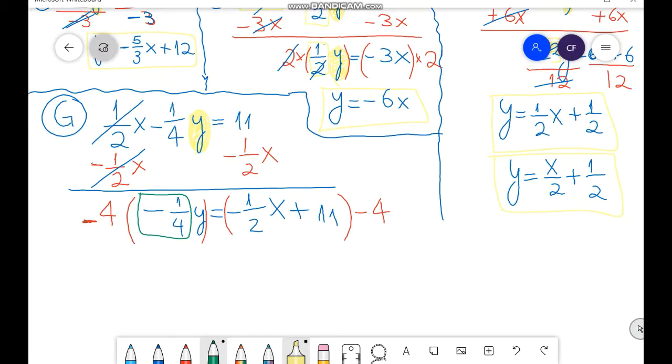Let's multiply here. Negative 4 multiplied by negative 1 over 4. 4 divided by 4, 1. Negative with negative is positive, so you have only y. Now you're going to be happy because you just have y on the left hand side. This is what we want, right? And multiplying here by negative 4. Negative with negative is positive. 4 divided by 2 is 2. X plus, not plus. Negative with positive, negative. 4 multiplied by 11 is 44. So this is the result for G.